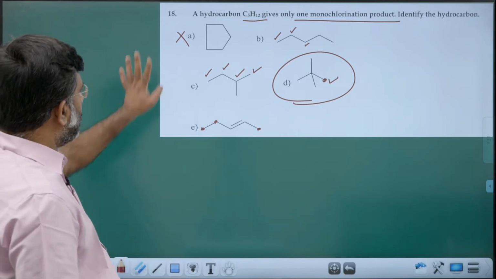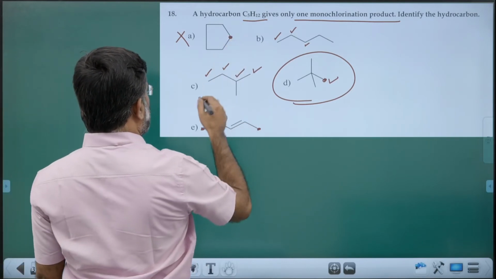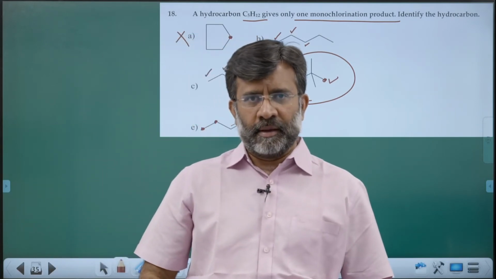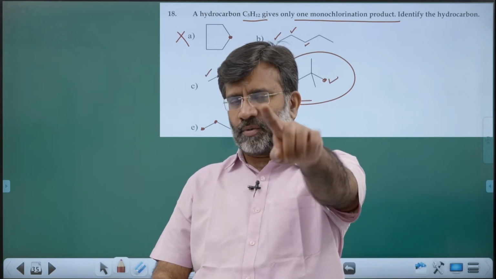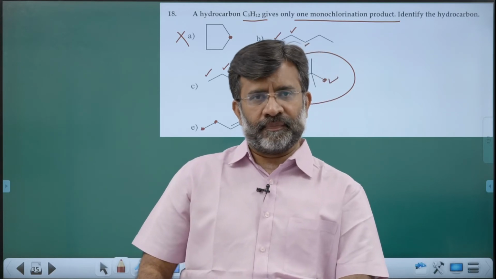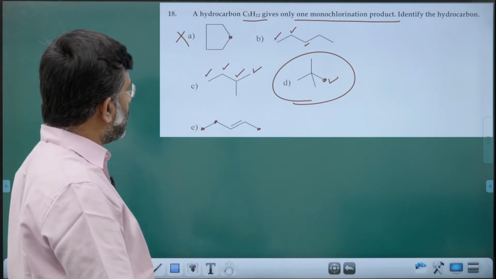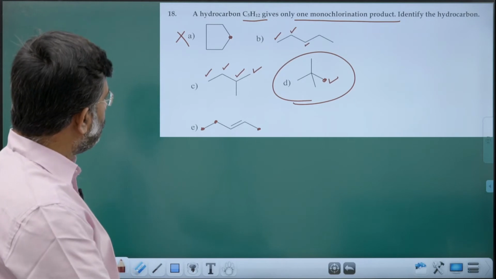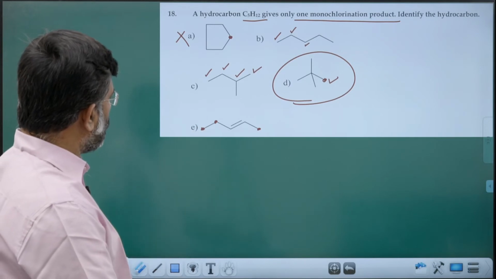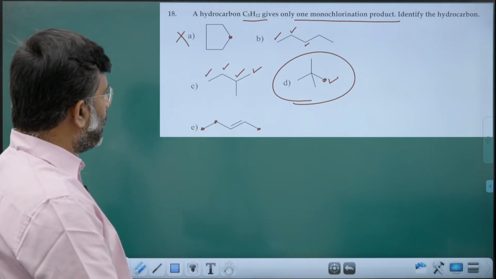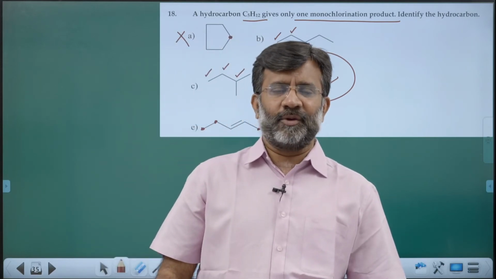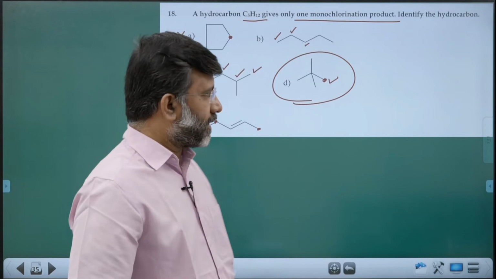Option A, you get only one monochlorination product, but that is not the answer because it doesn't match the formula given, C5H12. The formula is C5H10. While if you go to the second choice, you will get 3 monochlorination products, you may try. Third choice, you will get 4 monochlorination products and more stereoisomers also. Option D, neopentane, only one type of carbon to substitute, and you get only one monochlorination product. Next one.